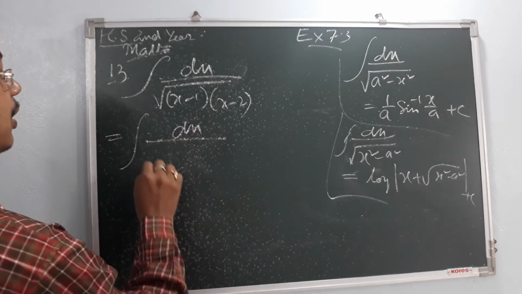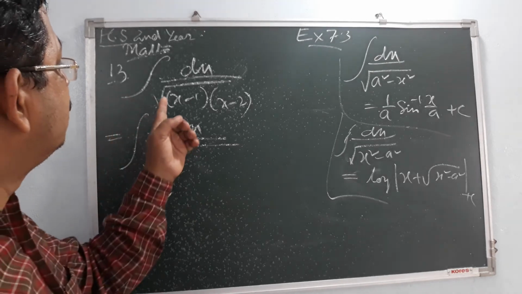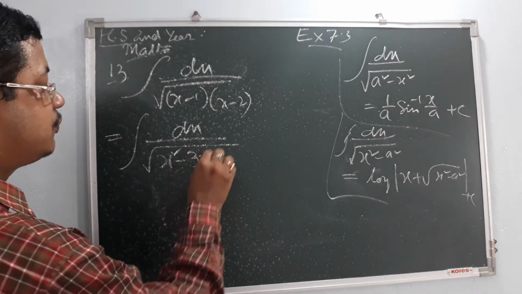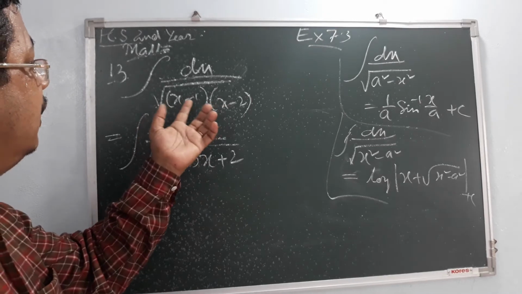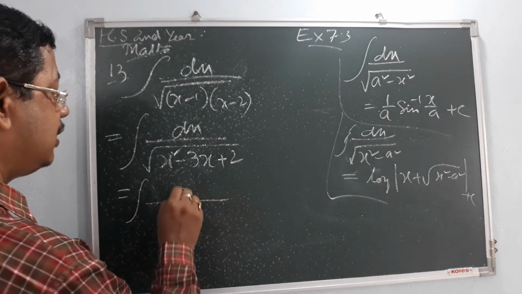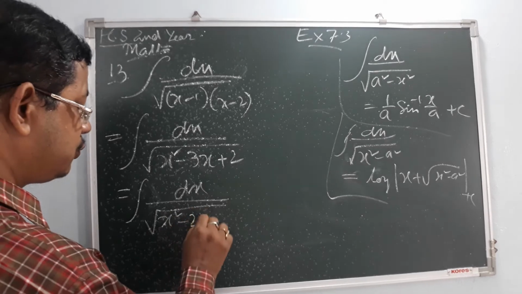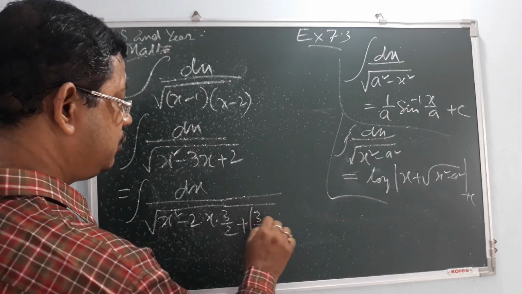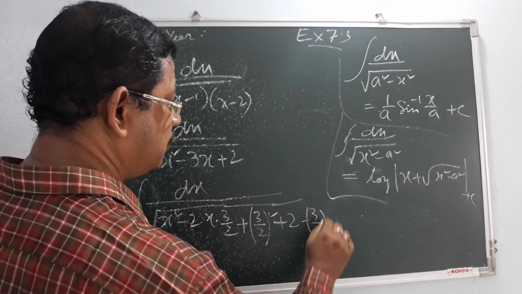Dx divided by root over, if we break, we know class 8 procedure, x into x minus 2 minus 1 into this. So at a time I will write this product, after multiplication, this one. So see that actually x square minus 3x plus 2. Now using that rule, completion of square, x square minus 2 into x into 3 by 2 plus 3 by 2 square plus 2 minus 3 by 2 whole thing square.